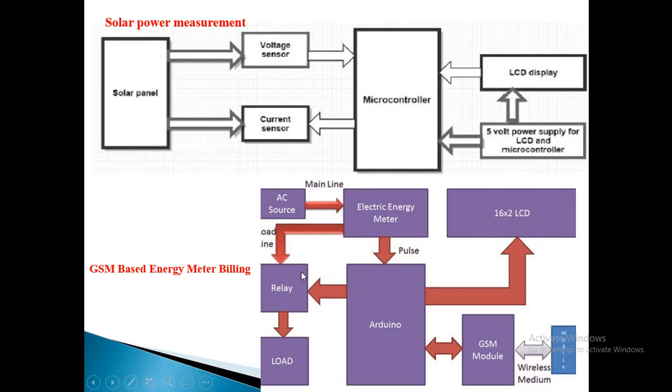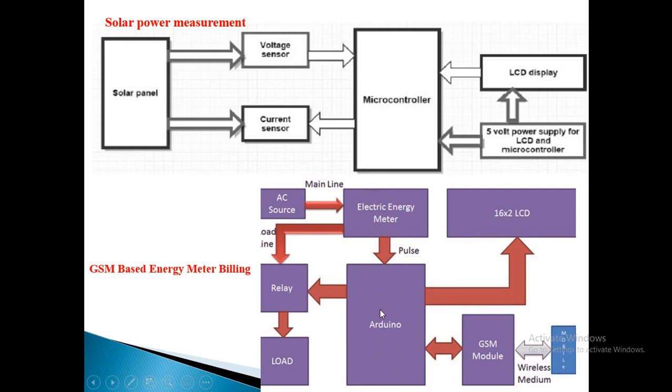Or I am going to talk about the GSM based energy meter billing. That means your house load, and this is the house electric energy meter. Then just introduce a relay in between the load and the meter. Then you'll be able to connect and disconnect the relay by sending 0 or 1 to the output digital pin of the Arduino. Then you can connect the GSM module, then send the energy meter reading to the remote place. Then you will be able to monitor the energy meter reading from the remote place.